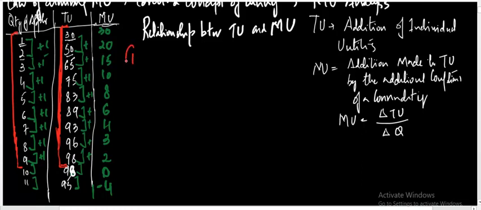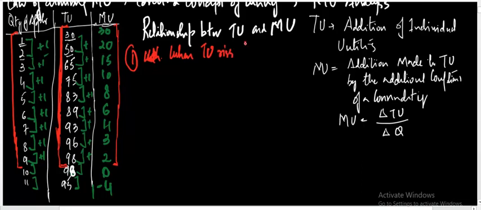So the first thing we see: as the total utility rises, what happens to the marginal utility? Marginal utility keeps on falling. If you see here, it keeps on falling up to a time when it becomes 0. So the first point is that when total utility rises, marginal utility falls.